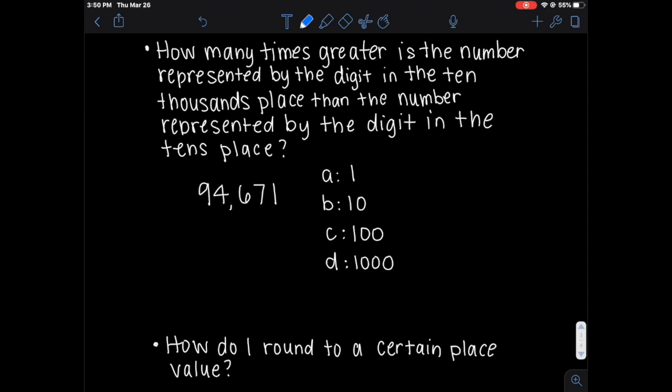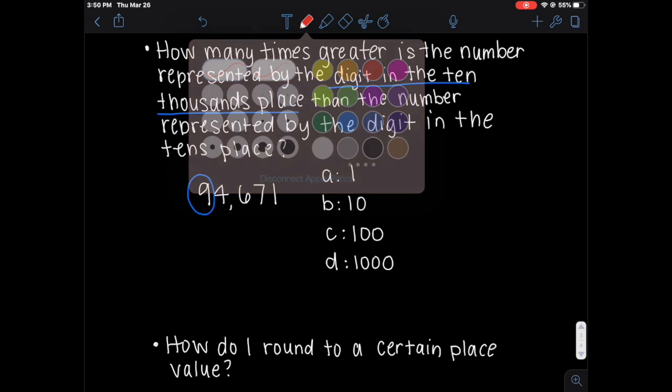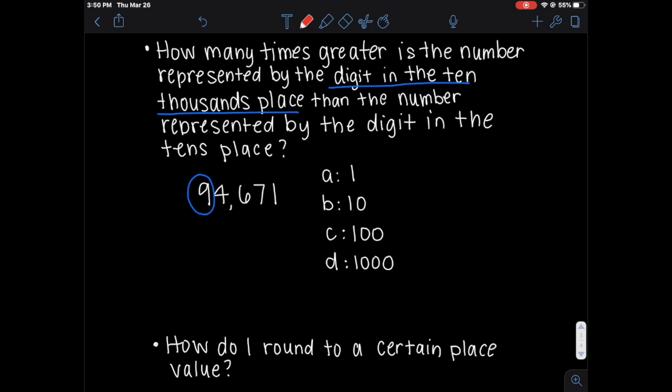So we are comparing two different digits here. It looks like we're looking at the digit in the 10 thousandths place, so we'll mark that with a blue. So the 9 is in the 10 thousandths place. And then we're comparing it to the digit in the tens place. So the digit in the tens place is 7.